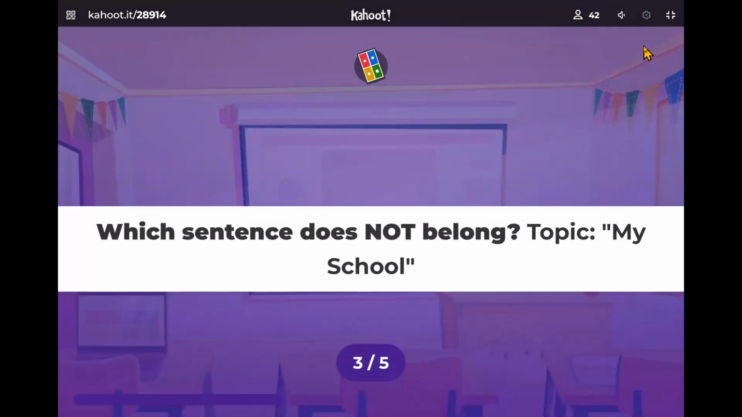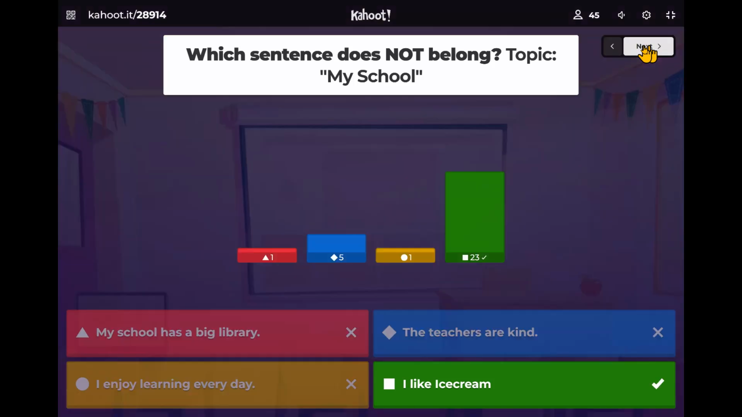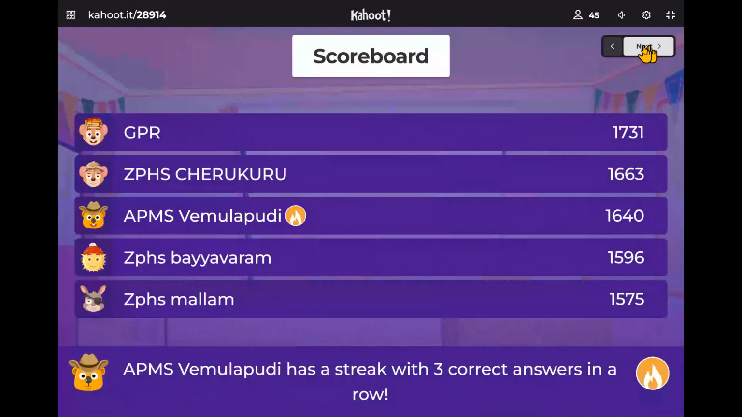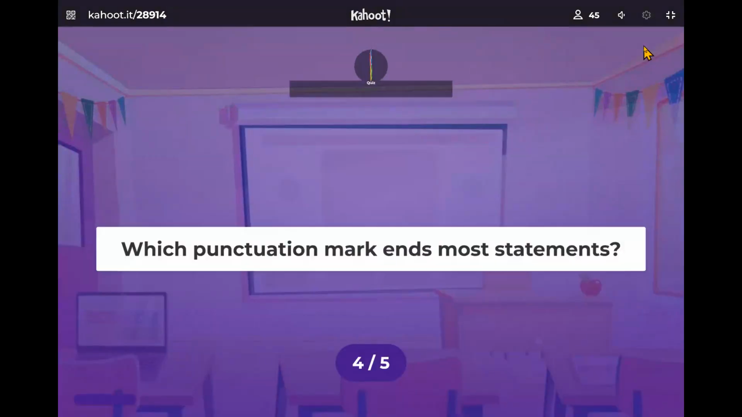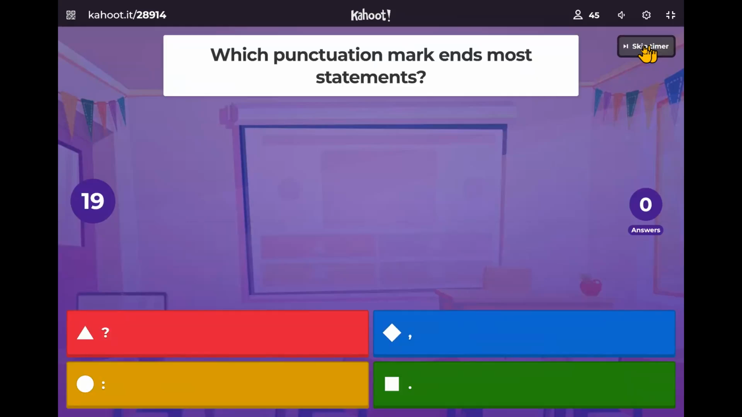Third question. Which sentence does not belong to the topic my school? Very good. Excellent. The last, okay, fourth question. Which punctuation mark ends most of the statements?